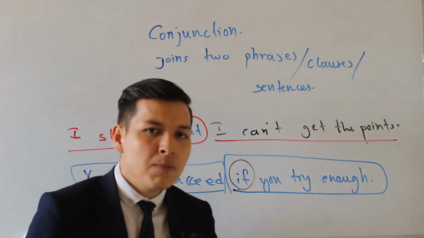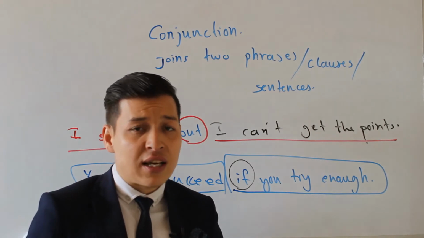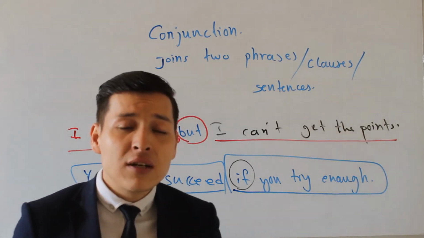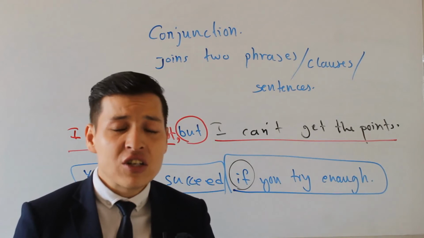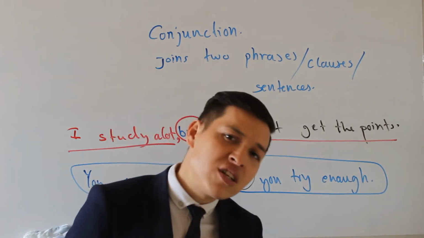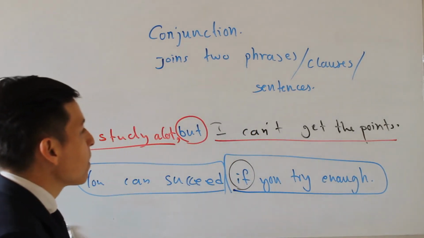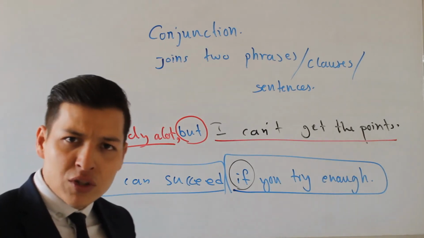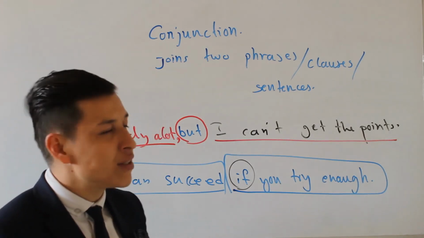Okay, so conjunctions are a lot, as I have told you. Many classifications are there about conjunctions. We have subordinating conjunctions, coordinating conjunctions, paired conjunctions, and many others. Okay, so it's an overview. The job of conjunction is joining two clauses or sentences.